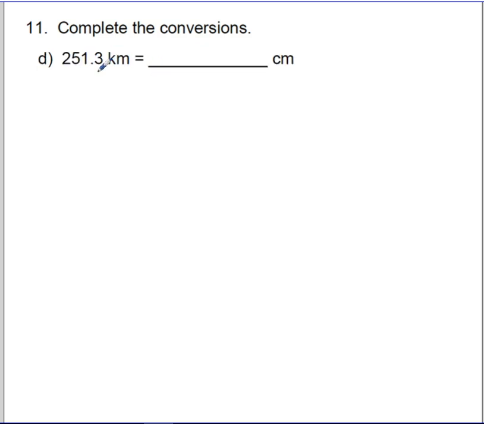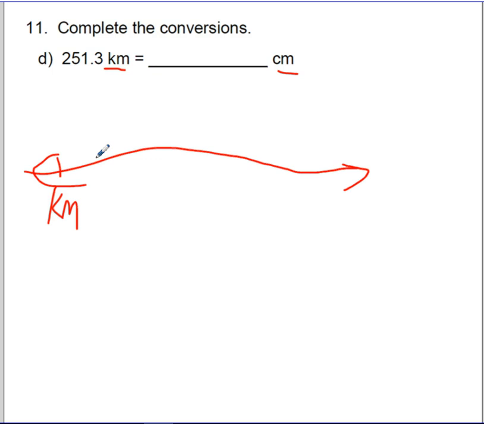Now we have our metric to metric conversion. We have kilometers to centimeters. So again, think of your number line. Ooh, it's pretty bumpy there. Kilometers is here, then you have a couple, then you have your meters, then you have decimeter, here's your centimeter, and then we have our millimeter.